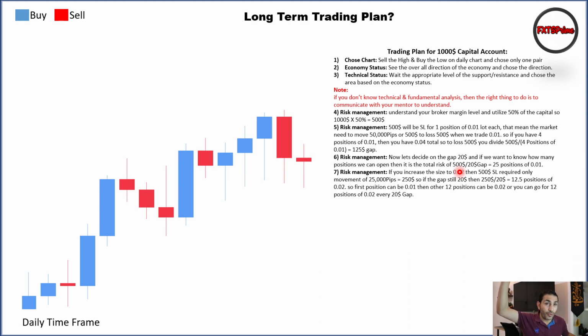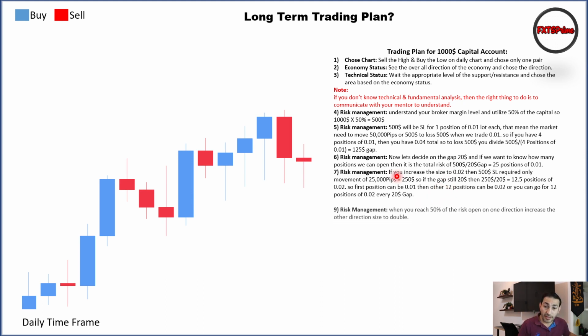And of course, your stop loss will be the $500, but I will give you trading management and risk management. Also, you can apply this without a stop loss as well, because you're going to build your account progressively while trading in one direction.